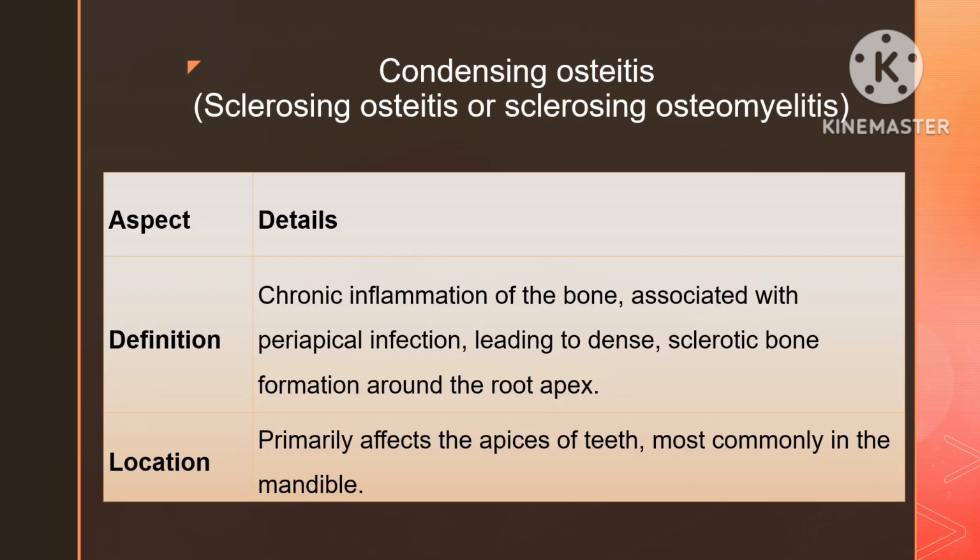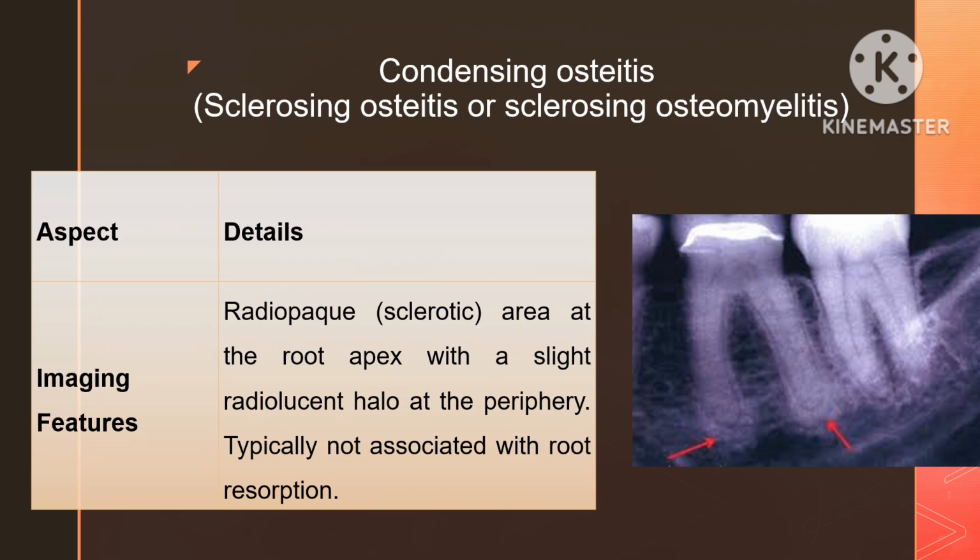Osteitis, which is also known as sclerosing osteitis or sclerosing osteomyelitis, is a form of chronic inflammation of the bone, typically associated with long-standing periapical infection or pulpitis. It results in the formation of dense sclerotic bone around the root apex of a tooth. Most commonly, it is found in the apex of the tooth, typically in the mandible.